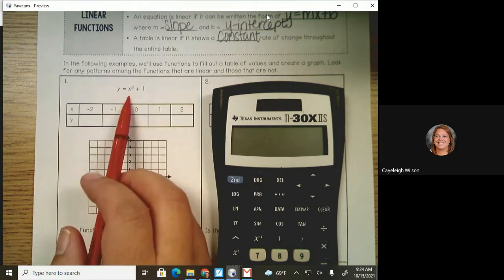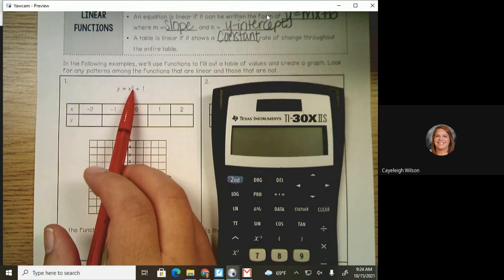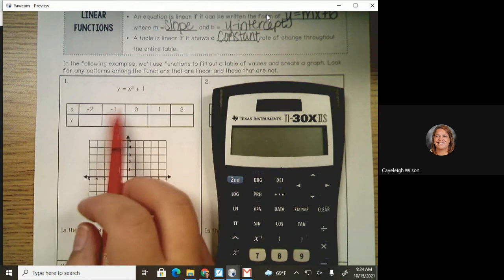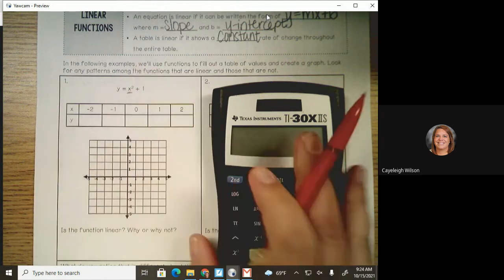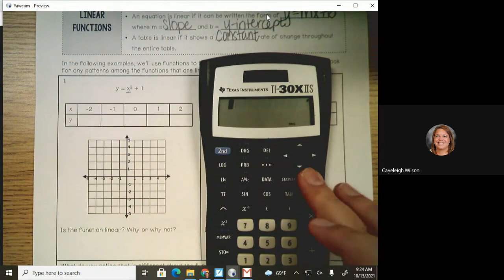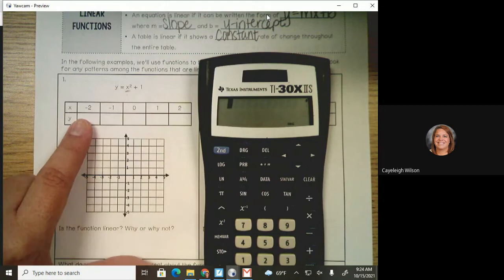So this first function they give us, we don't know if it's linear or nonlinear yet. So it says x squared plus 1, and it tells me that x is -2, -1, 0, 1, and 2. And they want me to plug those values in for this x, okay? Now, when you plug a negative number in your calculator, does anybody remember what I said that you should do? What are those called, Sherman? Parentheses. So when I go to type -2 in, I'm going to do (-2) squared plus 1. So anytime that I'm putting a negative number in my calculator, I'm going to put parentheses around it.